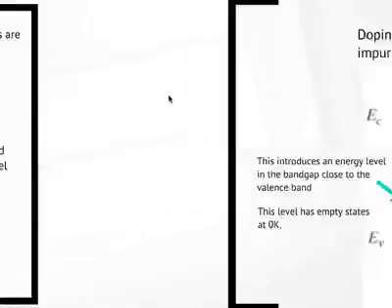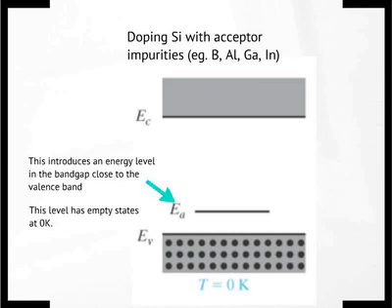Okay. Now, of course, we have the p-type. For p-type, you have what I call acceptor impurities. In silicon, they are boron, aluminum, gallium, indium, and so on. These are elements with 3 electrons in the outer shell. Okay. So what happens with the 3 electrons?